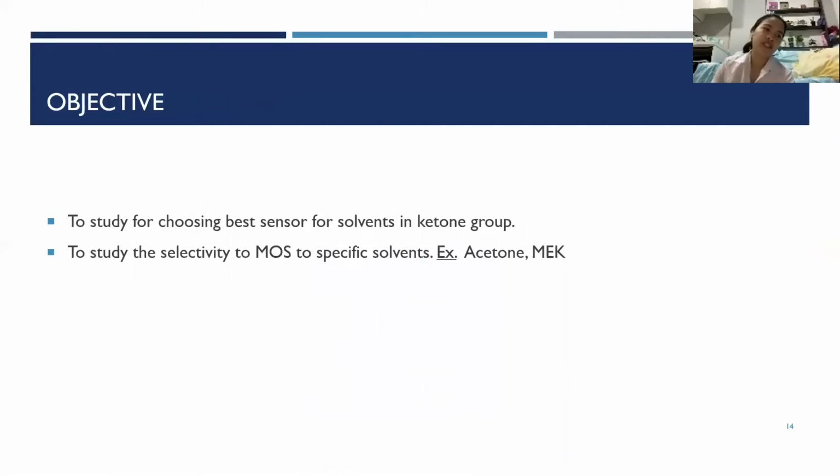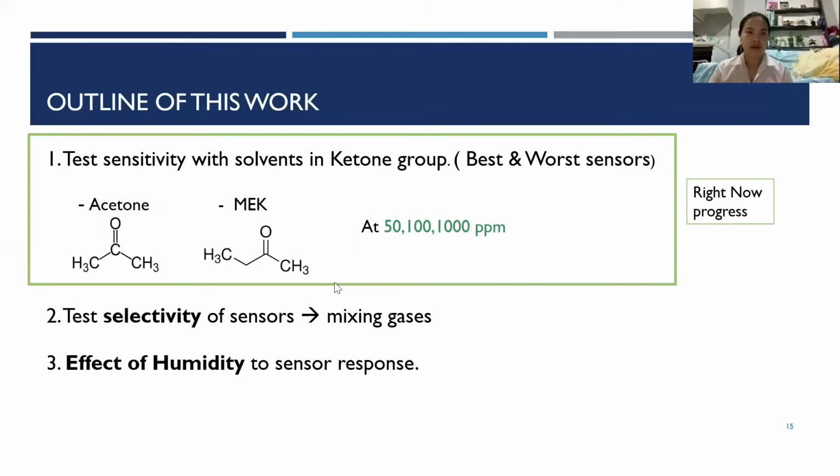My objective is to study choosing the best sensor for the solvent and ketone group, and to study the selectivity of metal oxide gas sensors to specific solvents such as acetone and MEK. The outline of my work: first, test the sensitivity with acetone and MEK to find the best and worst sensor at concentrations of 50, 100, and 1000 ppm. Two, test the selectivity of the sensor by using mixed gas.